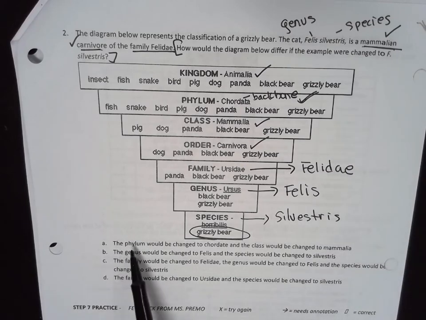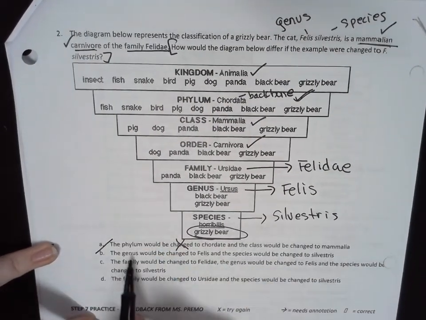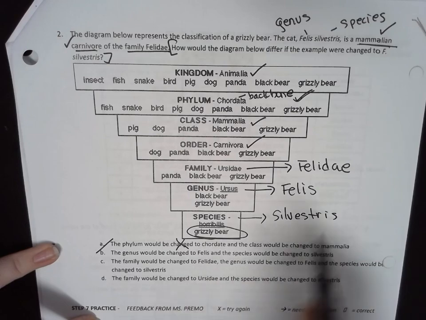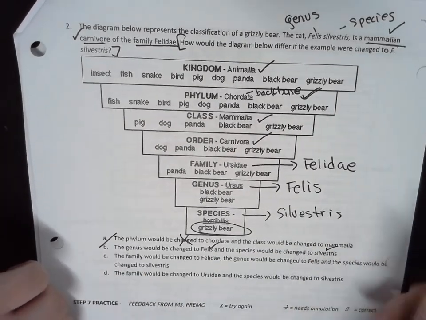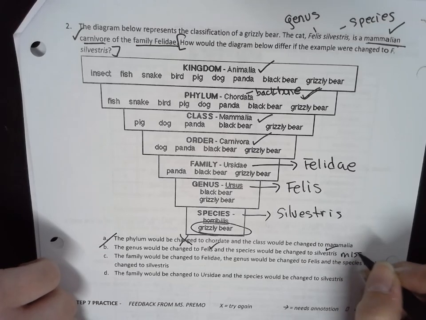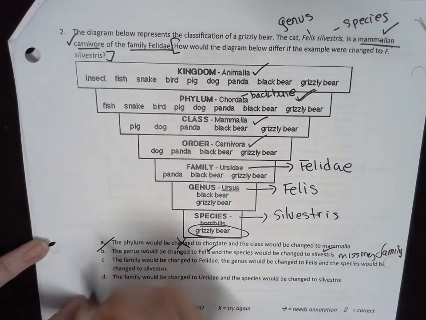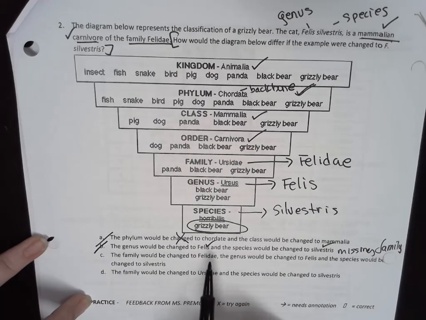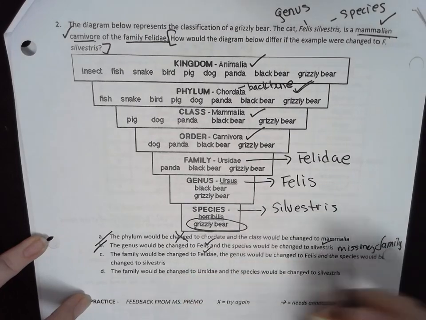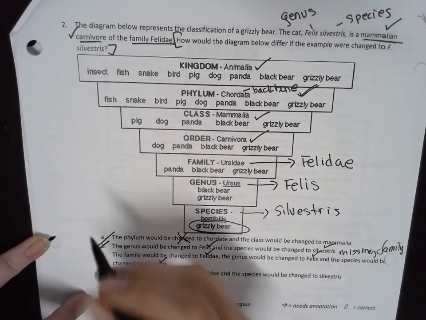All right, so answer choice A, the phylum would be changed to chordate. Well, no, that's false. That's staying the same. The genus would be changed to Felis. Yes. And the species would be changed to Sylvestris. Yes. However, I'm missing the family. Remember, my answer has to have all 3 things. So this would not be true. All right, the family would be changed to Felidae. The genus would be, yes, the genus would be changed to Felis, and the species would be changed to Sylvestris. I have all 3 things.